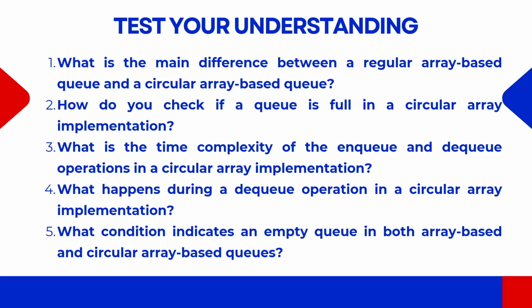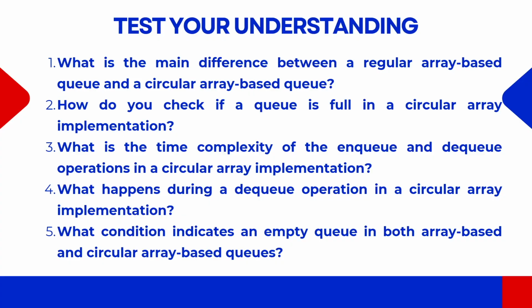And what happens during a DQ operation in a circular array implementation? When we do a DQ operation, we advance front by 1. Not only that, we check whether front is crossing the array bounds. So, we check front plus 1 mod capacity. If we exceed the capacity, it helps to wrap front around to the first position. And what condition indicates an empty queue in both array and circular based queues? If both front and rear variables are -1, then it means the queue is empty.